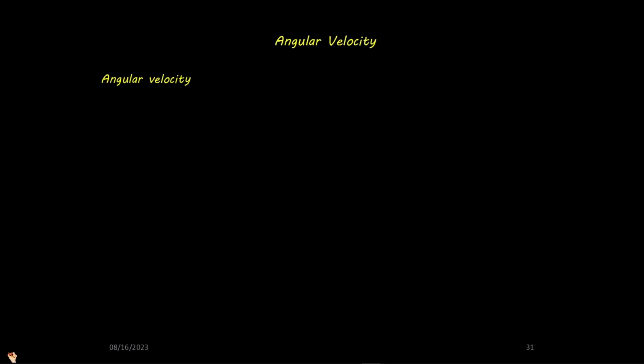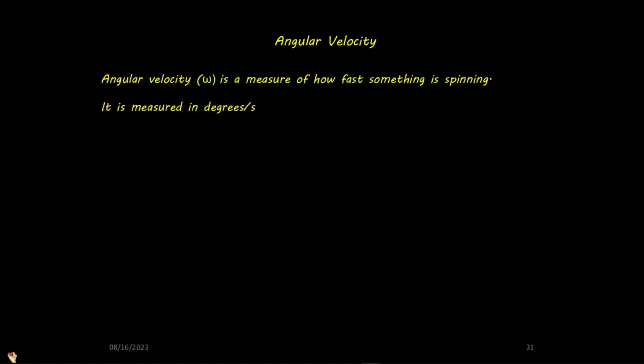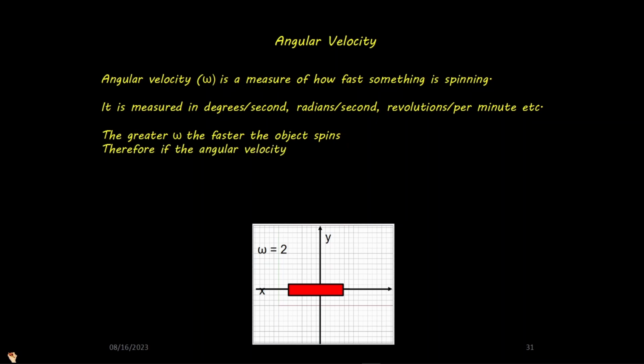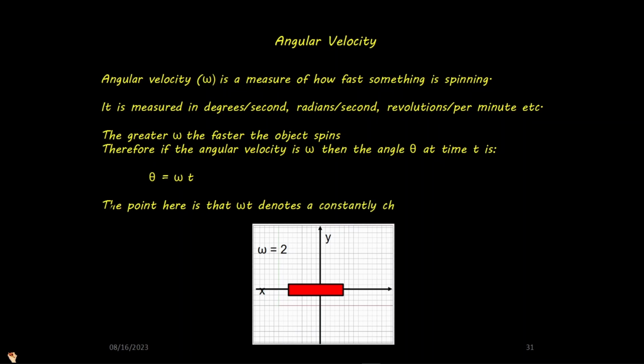Angular velocity, omega, is a measure of how fast something is spinning. It is measured in degrees per second, radians per second, revolutions per minute, etc. The greater omega, the faster the object spins. Therefore, if the angular velocity is omega, then the angle theta at time t is omega t. The point here is that omega t denotes a constantly changing angle.